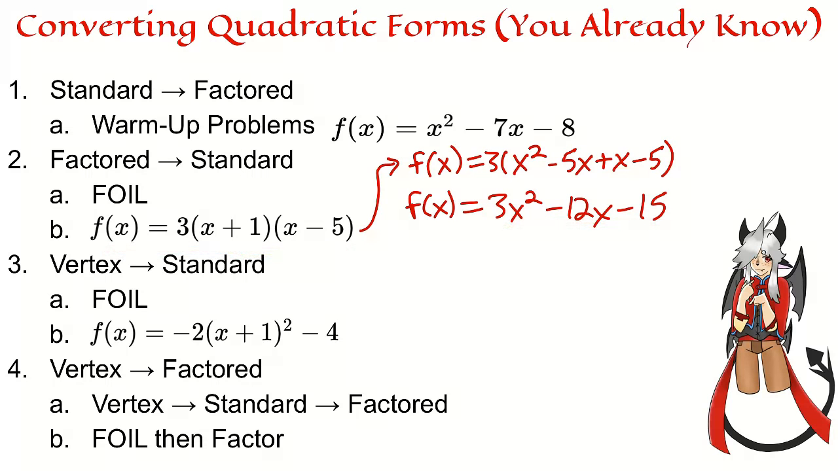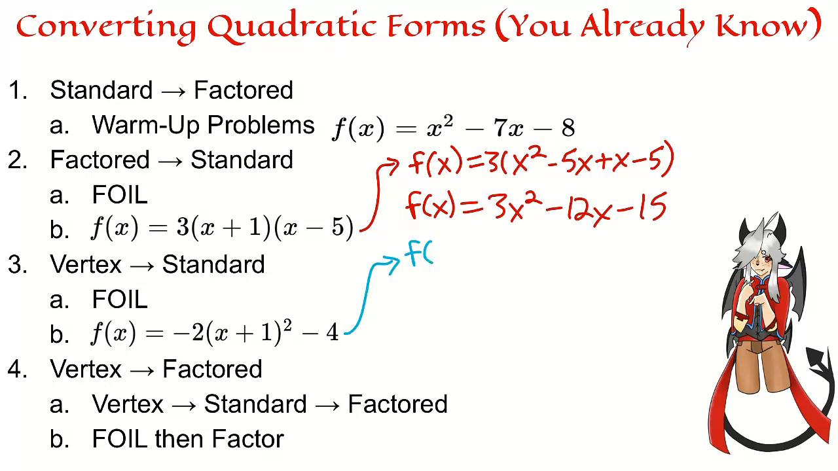So standard to factored is just like the warm-up, factoring. Factored to standard, we use FOIL. Now vertex to standard, so if you start with something like this, that's vertex form, you're going to FOIL again. And so let's go through that really quickly.